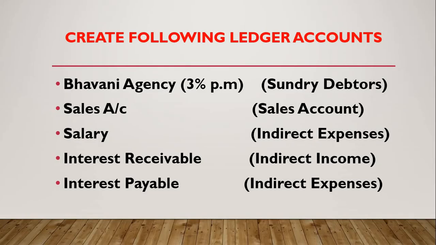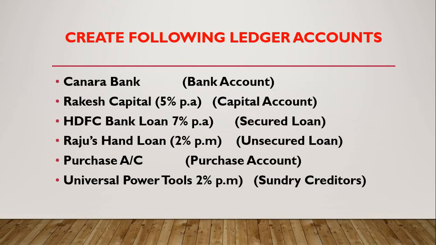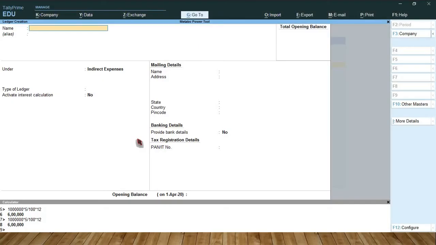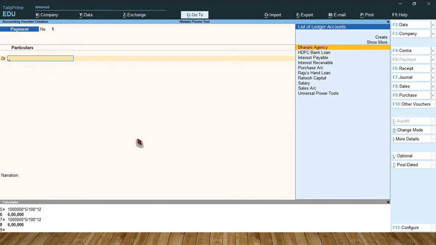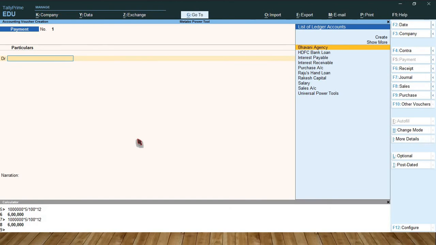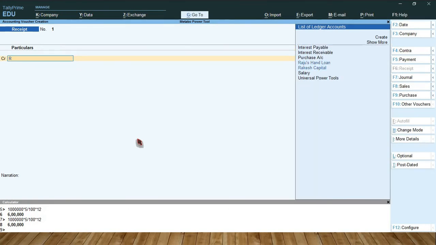Okay friends, now we created all the ledgers. So go to the transaction, go to the first transaction, escape, go to Gateway of Tally, select voucher, enter one by one transaction in related vouchers. So first one, receipt voucher, press F6, credit entry first, Rakesh Capital 10 lakh, select Rakesh Capital.